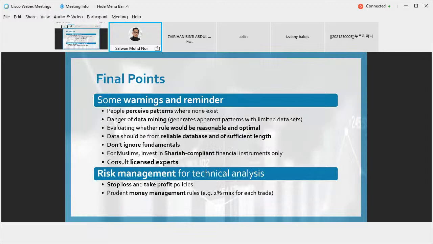So this is just some of the final points. We are at the end of our presentation today. These are very important as well, yeah, these final points.